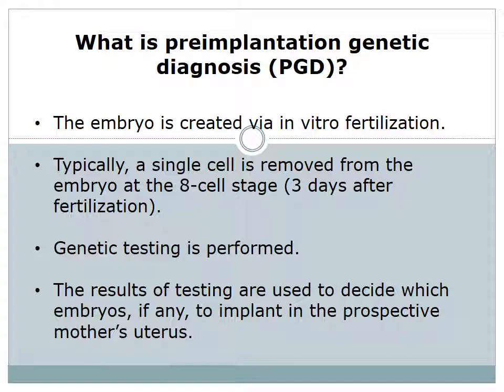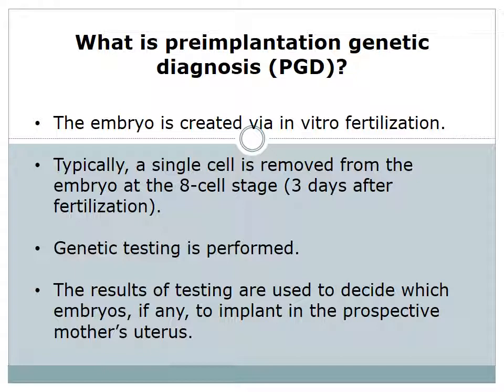Pre-implantation genetic diagnosis, PGD, can be used during IVF when parents have a high likelihood of having a child that has a serious or deadly genetic condition. Such genetic conditions might include Tay-Sachs or adult onset disease such as Huntington's disease.